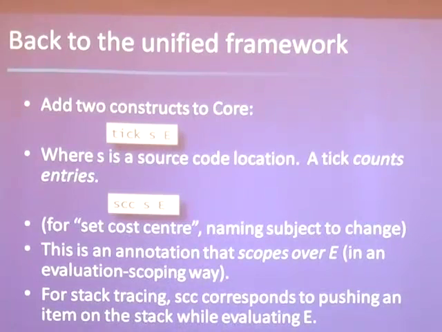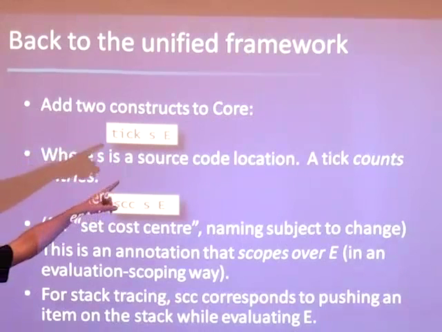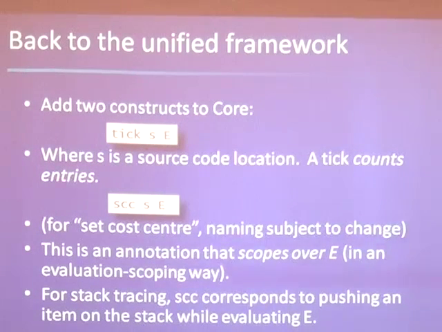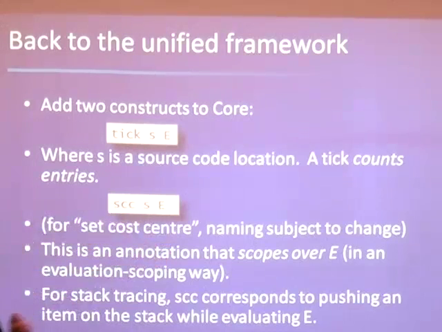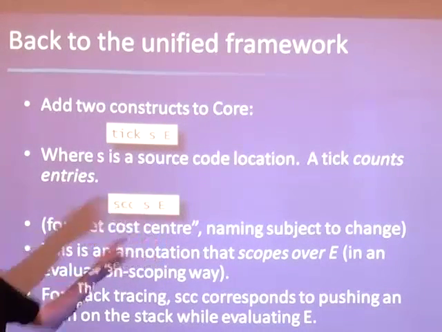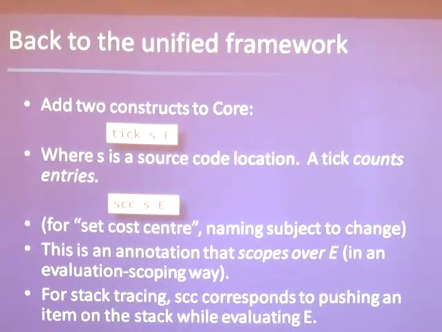What I did was, I added two constructs to core. These two constructs together are going to allow us to describe everything we want to do with source code annotations in the compiler. The first one is tick, and tick is a source code annotation that says, I want to count the number of times this piece of source code was entered or called. So it just counts. It's the kind of thing you'd expect HPC to use. And the other one I called SCC for now, but I might change the name later. SCC is more of a scoping annotation. It says, I want this source code annotation S to scope over the expression B. If you're doing profiling, that might mean that all of the costs of B are attributed to this cost center S. And if you were doing stack tracing, then this means push S on the current stack.